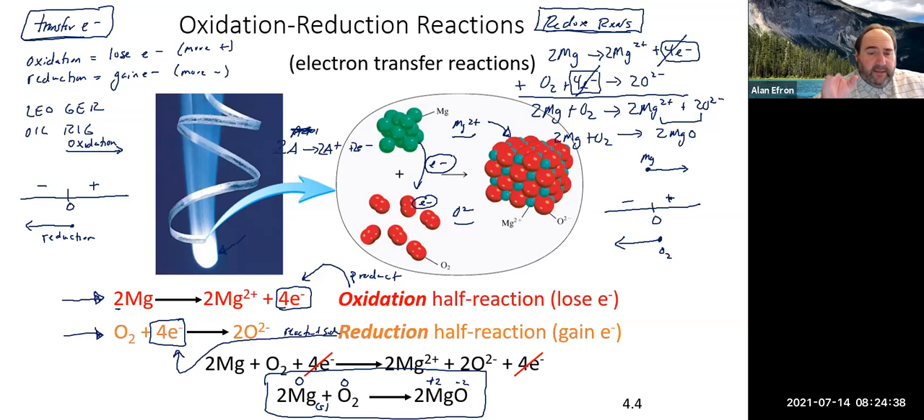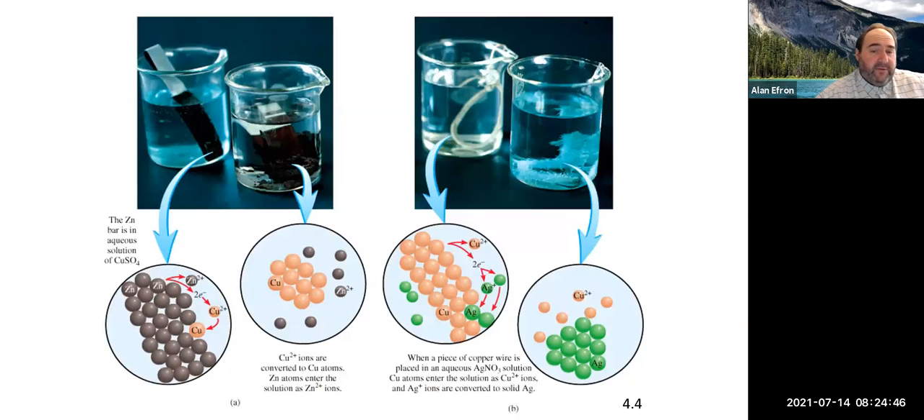So we talked about our double displacement last time. Here we're talking about redox and all the different types of classifications that are redox reactions occurring in this process. Now, this is an example of zinc and copper(II) sulfate happening in this process. This is zinc in an aqueous solution of copper(II) sulfate.